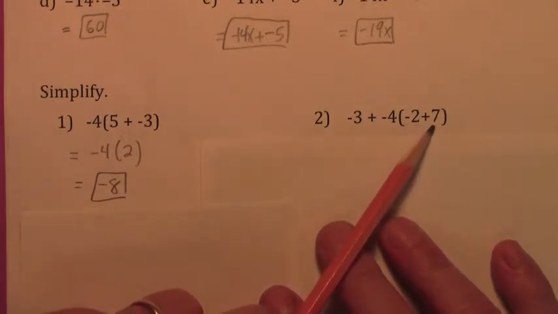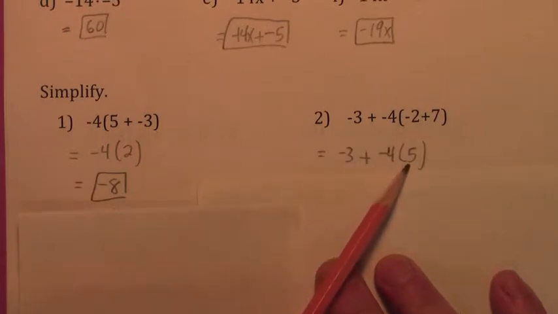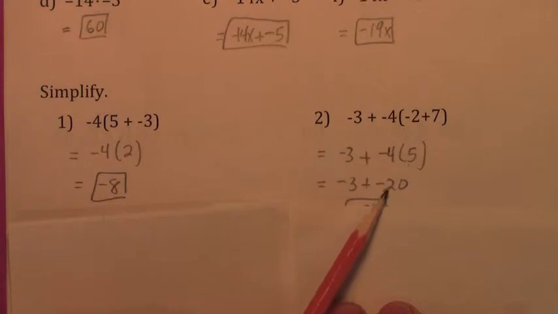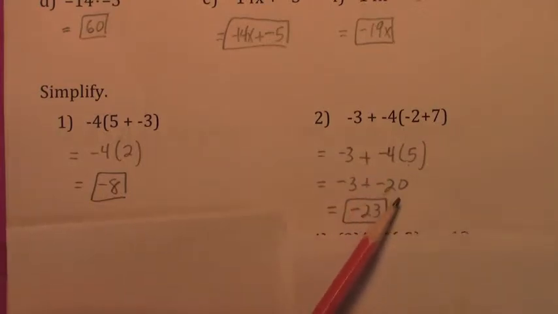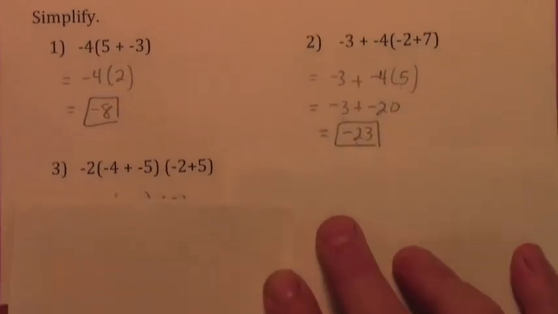This one, you'd work inside the parentheses. Negative 2 plus 7 is 5, so it becomes negative 3 plus negative 4 times 5. You do the multiplication next. Negative times a positive is negative. You gotta keep these rules straight. And then when you add two negatives, it becomes more negative. The answer is negative 23. Okay, let's do a couple more, then I'll give you some to practice. How about that?